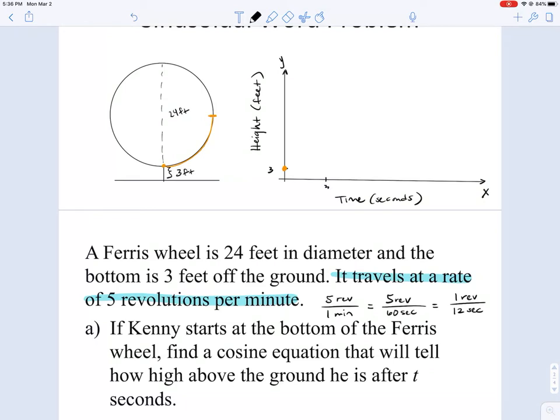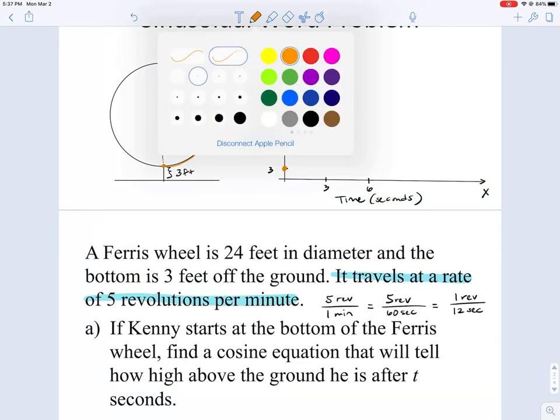So after 3 seconds, since the diameter is 24 feet, half the diameter, which is the radius, would be 12, but then we also have to take into account that 3 feet. So after he has completed a quarter of a revolution, he will be 15 feet off of the ground. Now it will take him another 3 seconds to go the next quarter of a revolution around, where he'll be at the highest point on the Ferris wheel. So that means 6 seconds total will have passed. And he will be the diameter plus that 3 feet, so 27 feet off of the ground.